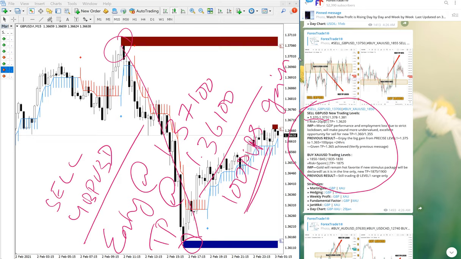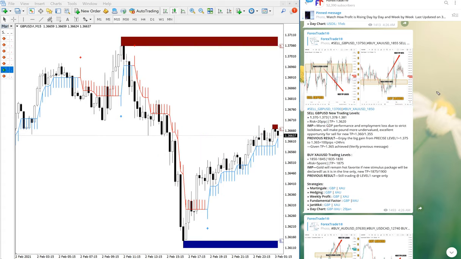It performed precisely from our level, and the given TP was reached, and it further performed 10 pips as well. And now we will move on to our XAUUSD gold signal.